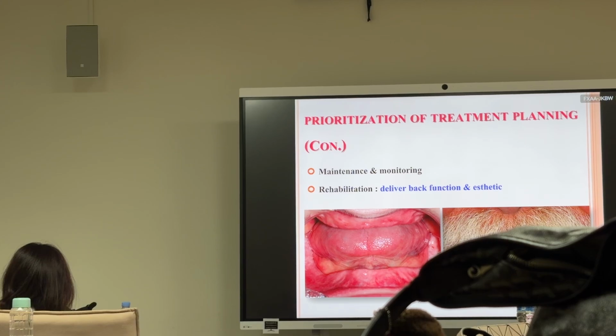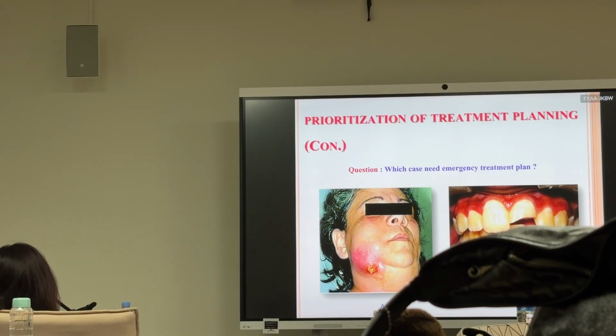Rehabilitation brings back function and aesthetics. For example, when there are no teeth, a complete denture, and finally we need to restore function and return the aesthetics to the patient. The final completeness. For example, which case needs emergency treatment plan?